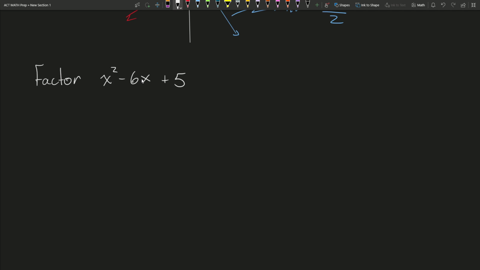Okay, so when we're talking about factoring a quadratic, how do we start that? Our answers are going to look something like this, right? Yeah, it's a reverse FOIL. So how do we get the insides of those parentheses? It's reverse FOIL. All right, so let me show you how I do it.